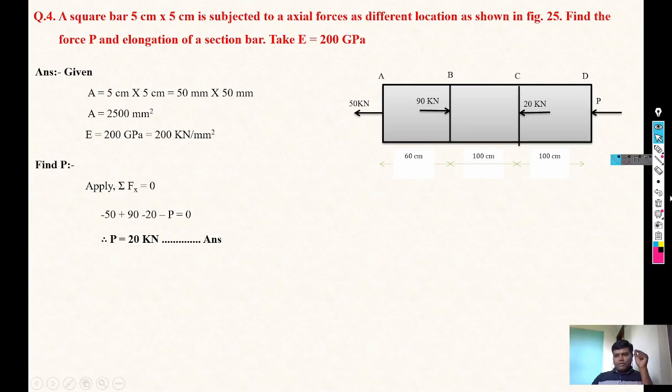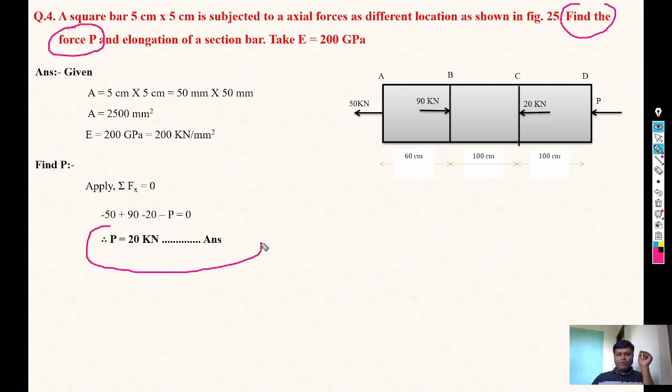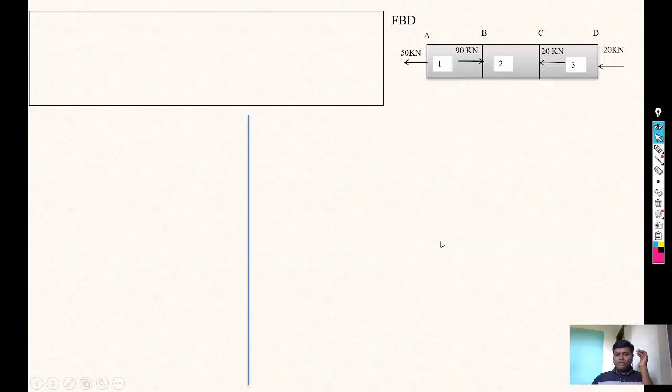Now our first question is solved over here, that is find force P. Now here we get the value of P. Next we require the elongation of section. So again same rule, for the total elongation what we need to do? We need to calculate the elongation of each section. Already we have discussed that formula, that is elongation of first section plus elongation of second section plus elongation of third section. Okay, means first section AB, second section BC and third section CD likewise.